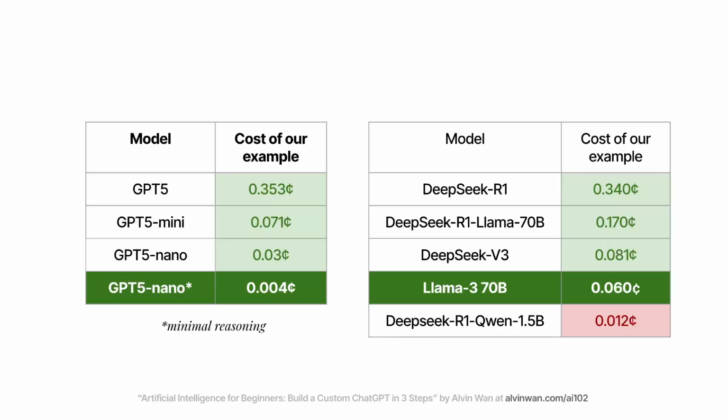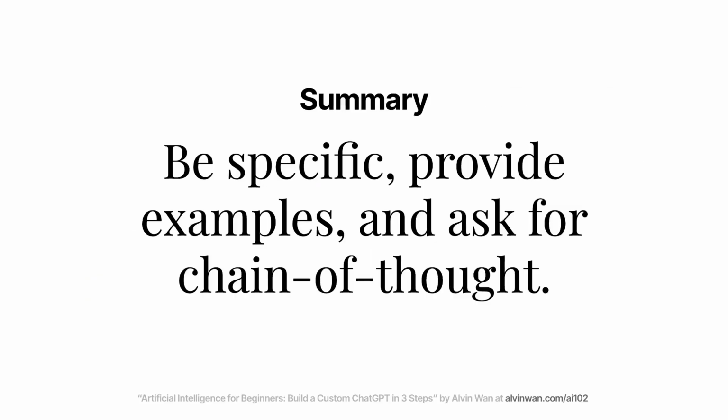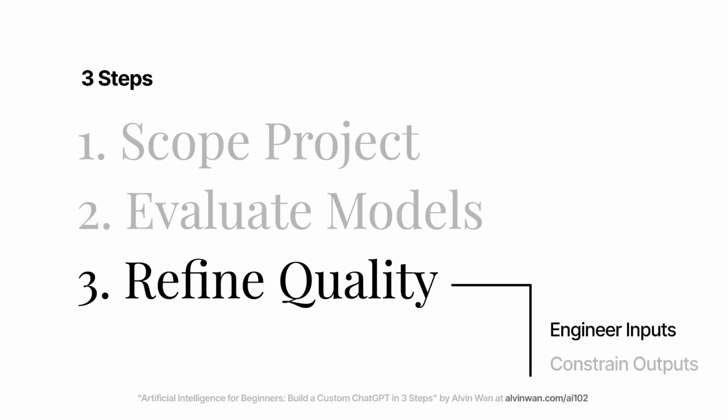At a high level, when comparing OpenAI's pricing to open source pricing, OpenAI is still offering a much higher intelligence per dollar. Although, we now have a working Llama 8 billion that can reliably produce correct answers on free tier hardware, even cheaper than all of the above. In summary, be specific, provide examples, and ask for chain of thought. That's it for the first sub-step, engineering our model's inputs.